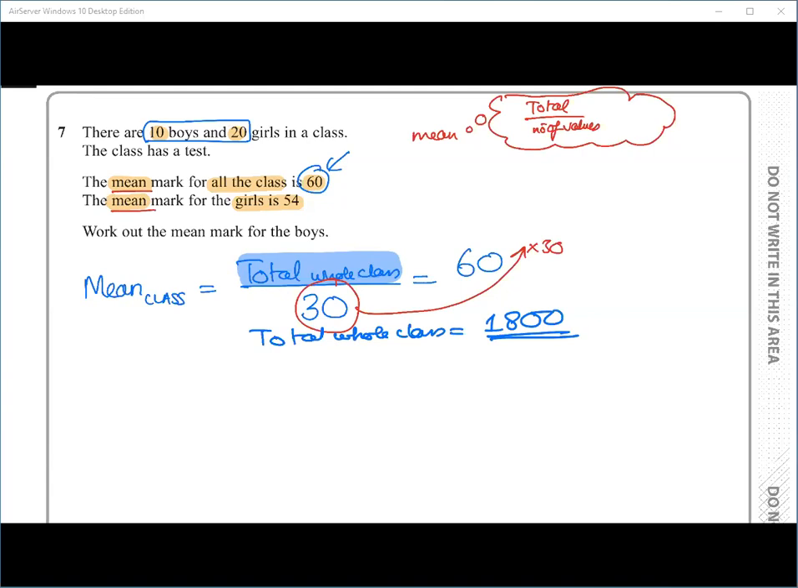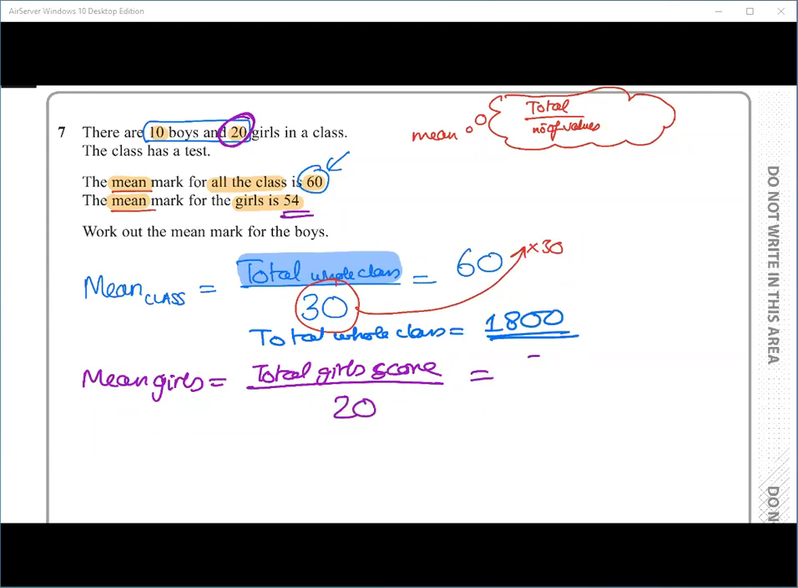Okay, now, what about the next bit? Let's change the color so we keep it. We're going to work out the mean for the girls now. So the mean for the girls is equal to the total value for the girls, which you don't know, total girls score, divided by how many girls are there? 20. And what was the girls' mean? 54. So what do we do here again? Cross multiply, so 20 times 54.